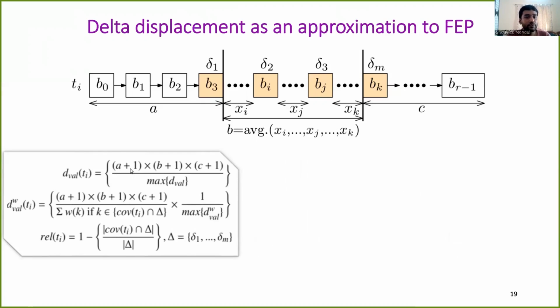dval = (a + 1) × (b + 1) × (c + 1). The plus 1 is the correction factor because the first affected block, b0, can be affected as well. In that case, the displacement is 0. To correct the 0 factor, we include plus 1. Now, we have a multiplicative combination. We want this multiplicative combination to be as small as possible. So the displacement should be as small as possible.